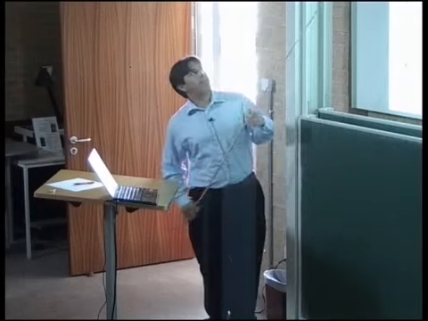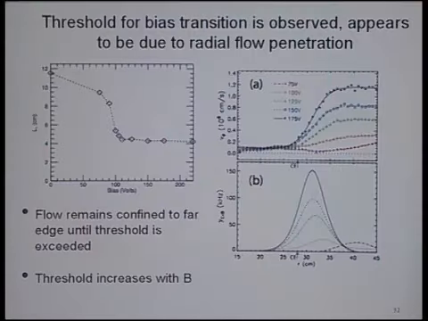And there appears to be a threshold for the bias transition based on how much radial flow is penetrating. At some point, the transition occurs at a certain bias due to a given amount of flow, and then basically doesn't increase anymore.